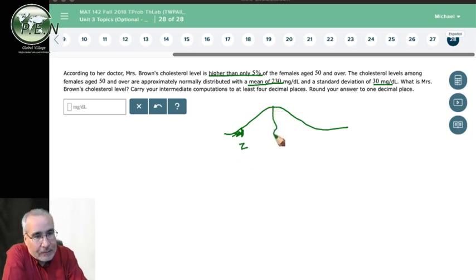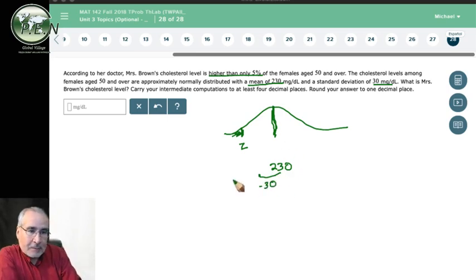Or, well, we don't want the z-score. We're probably going to look up the z-score, but then we can turn that into a data value. So 230 is the mean, and 30 is the standard deviation. Okay, so I'm just going to write this. If we go this direction, we will be subtracting 30. So we can see it's probably at least less than 200. That's probably pretty good. Okay, so how do we find this?